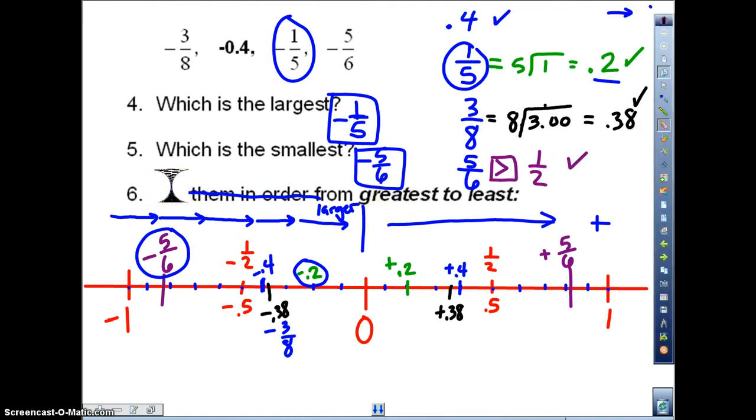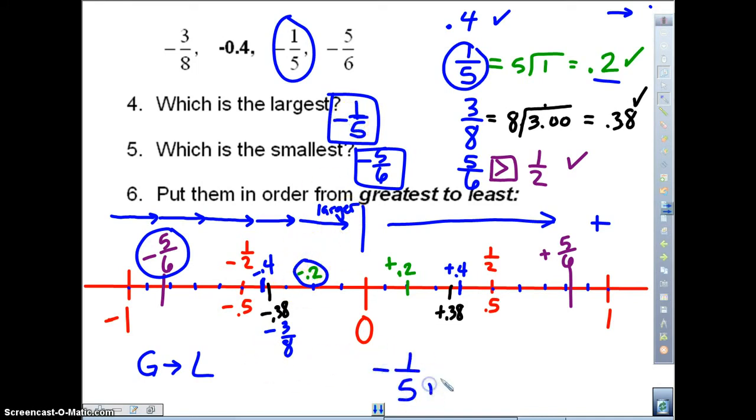Question number 6 says, put them in order from greatest to least. Greatest to least. Your greatest number is this one here. We just said it's the biggest. So -1/5 is the biggest. We just said which one's the smallest.